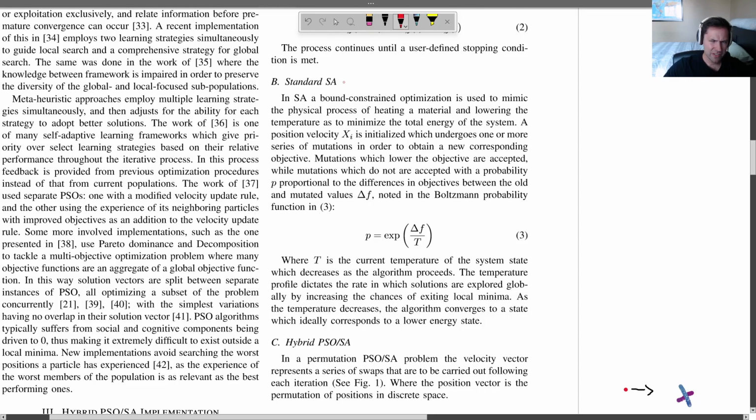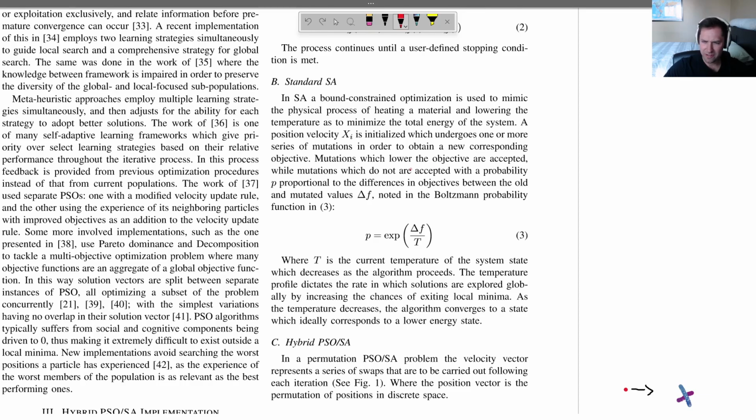I'm not going to get too much into simulated annealing just because it's kind of a little bit trivial and not that important.